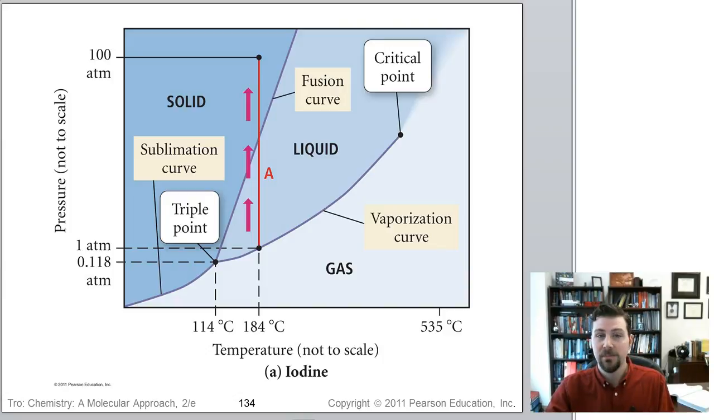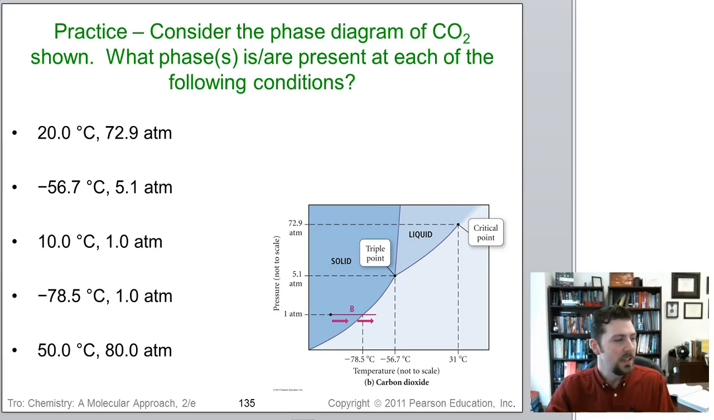All right, let's do some practice looking at these diagrams. Consider the phase diagram for CO2 shown. What phases are present at each of the following conditions, phase or phases? So at 20 degrees and 72.9 atm. So we would find 20 degrees on the curve, and we would go up to 72.9 atm. And notice we try to figure out what phase it would be in. 72.9 atm is up here, so it would clearly be in the liquid phase. So we're in this region that says liquid, and so we're in the liquid phase.